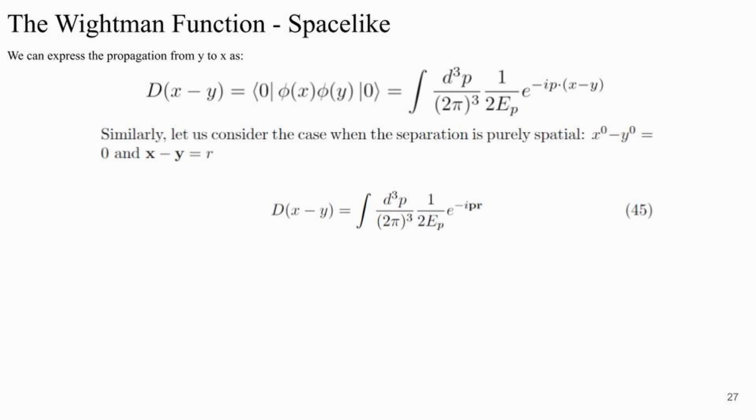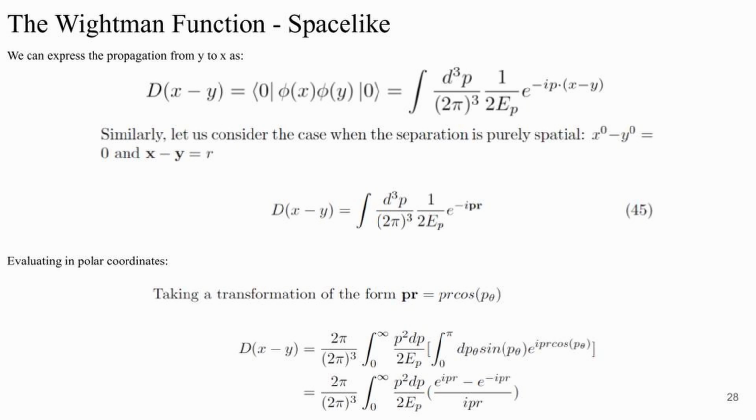So for the space-like case of the Wightman function, we instead assume that the separation between x and y is purely spatial and there's no temporal separation. We can evaluate in terms of polar coordinates, and we get this nasty expression where we evaluate already the d phi integral, but still need to evaluate the d theta and momentum integral. The integral with respect to theta is a lot easier than it looks. It's just the derivative of the exponential with respect to theta, which we can easily undo.